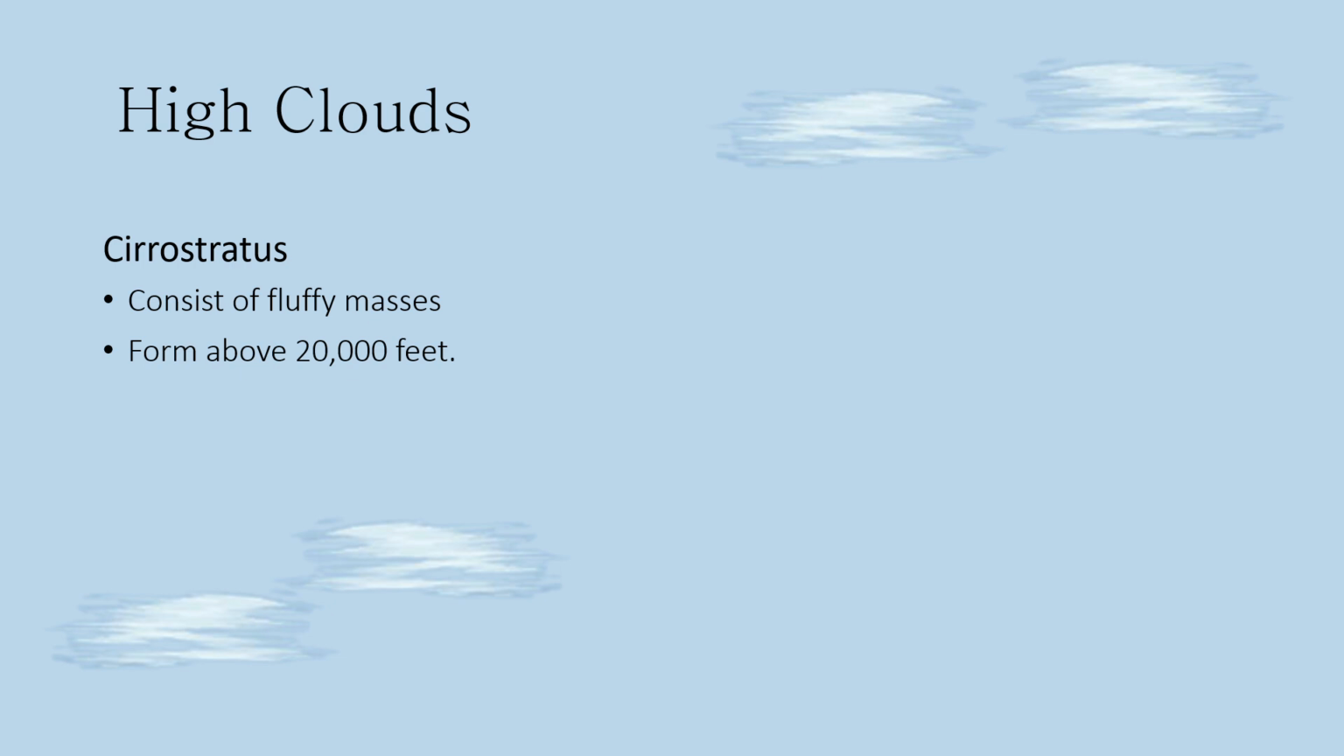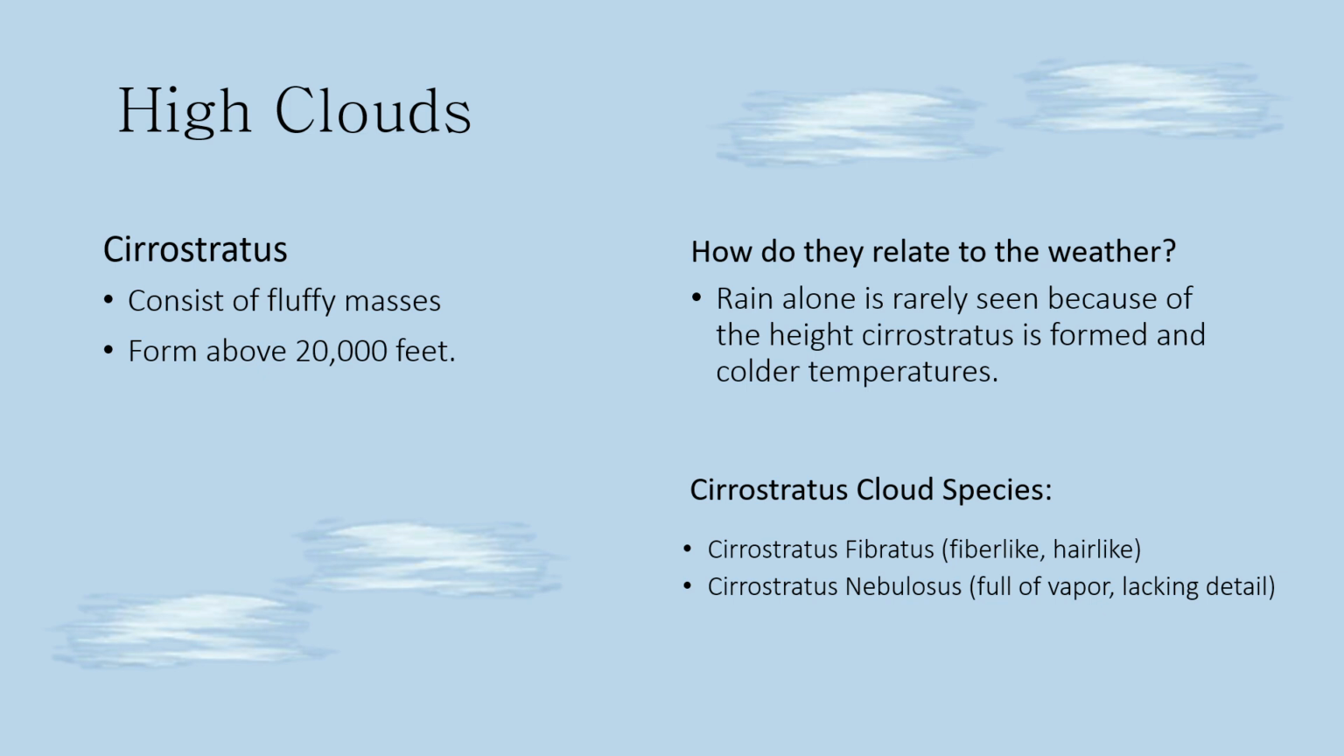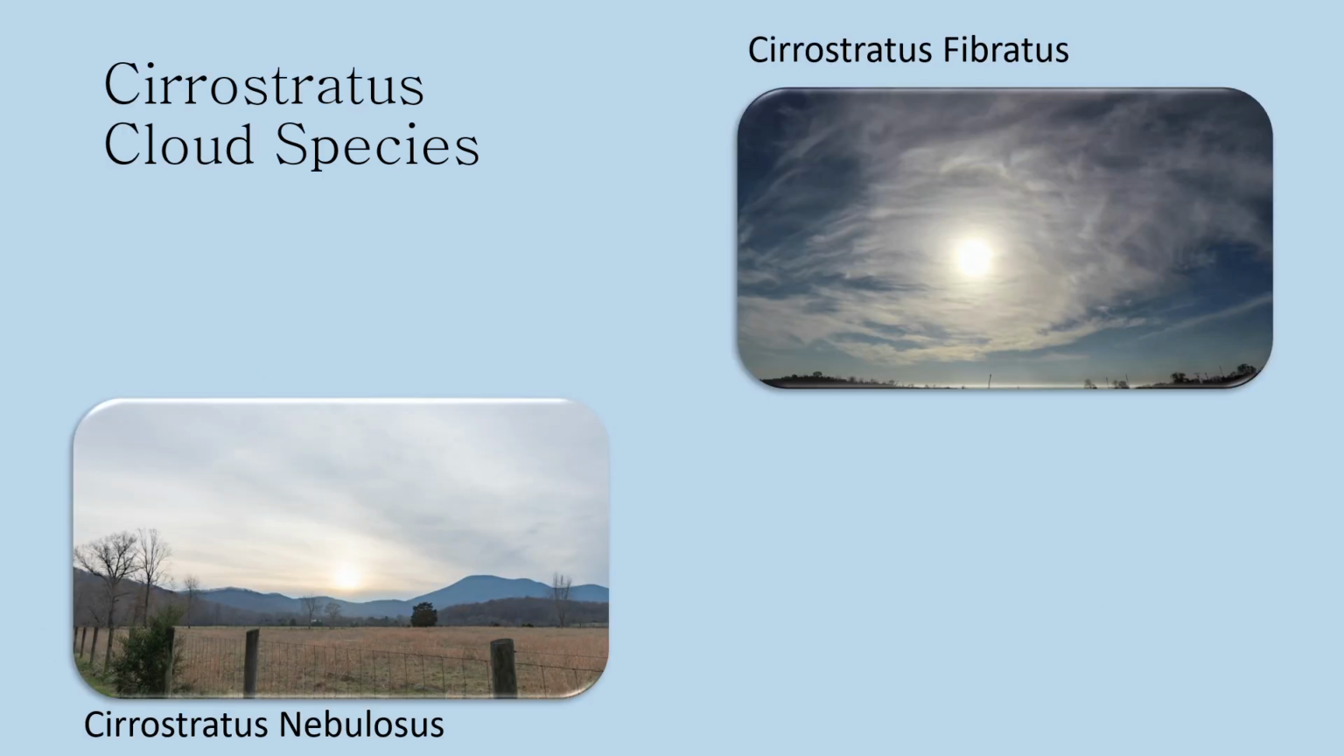Lastly, we have high cloud groups. Let's start with cirrostratus. Cirrostratus clouds don't have many features other than being fluffy, great masses that can cover entire skies like blankets. Cirrostratus are known for creating sun halos too. Cirrostratus doesn't make any rain because of its thin and see-through makeup. As you can see, cirrostratus clouds also have species, such as cirrostratus fibratus and cirrostratus nebulosus. Here are cirrostratus cloud species captured on camera.